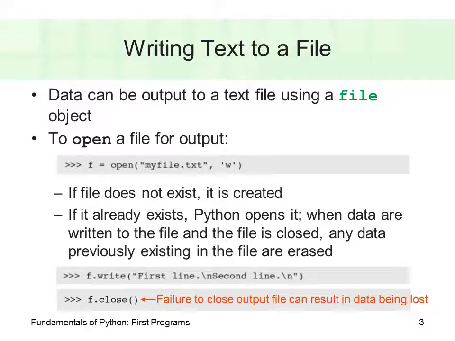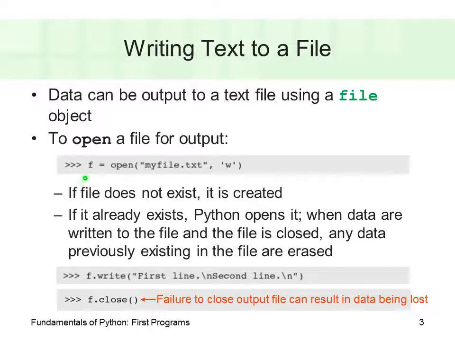Let's talk about writing text to a file. You can output data to a file using a file object. Now notice this is internal to the program. Basically what we do is we associate a file object or variable to the physical file on the actual physical media that we're writing to, say a hard drive. For example, we'll open a file for output, right? And in the process, we'll create a file.